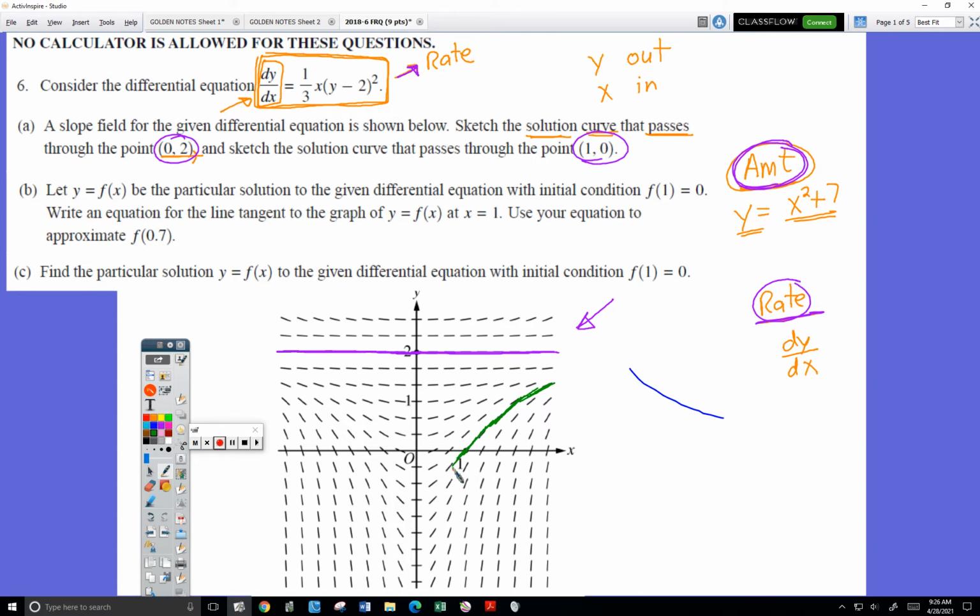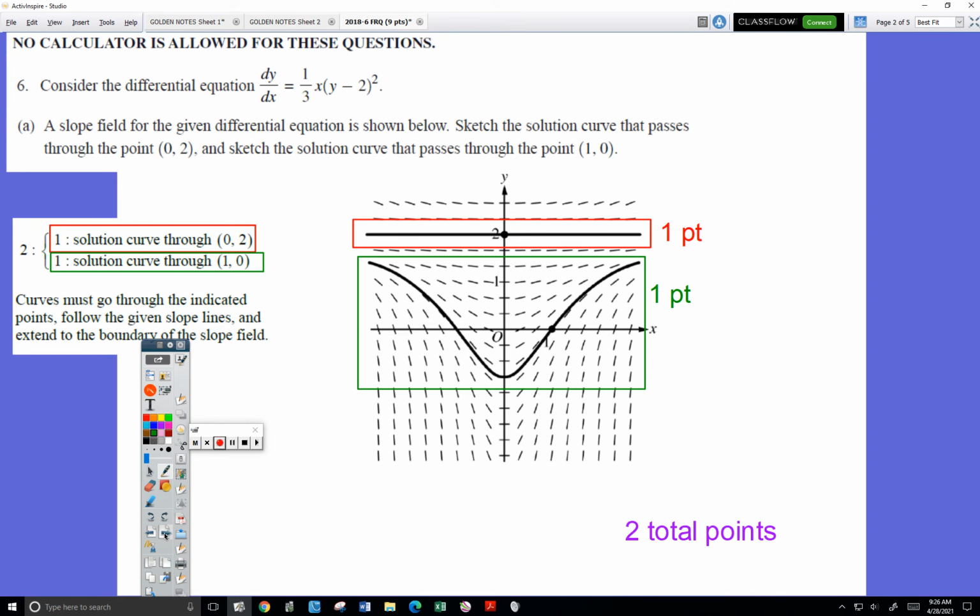I follow this way, doing my best to do whatever the curve does here. Something like this. And if I do that, as you see here, 1 point for the solution curve that passed through 0, 2, and then 1 point for the solution curve that passed through 1, 0, 2 total points on part 6a.